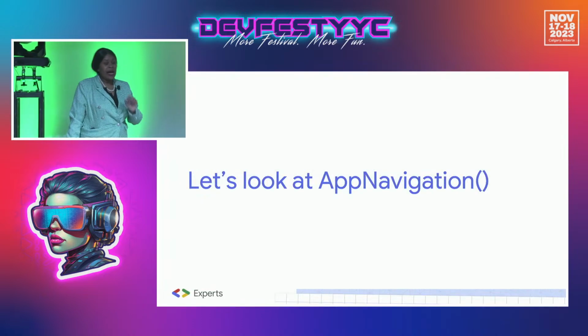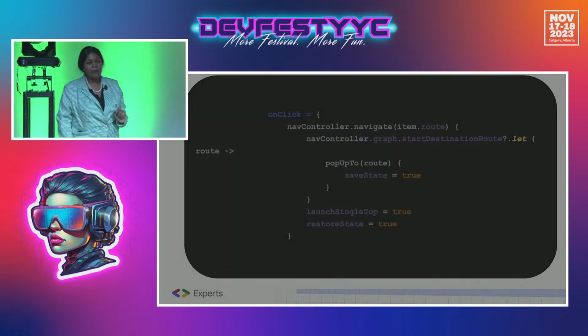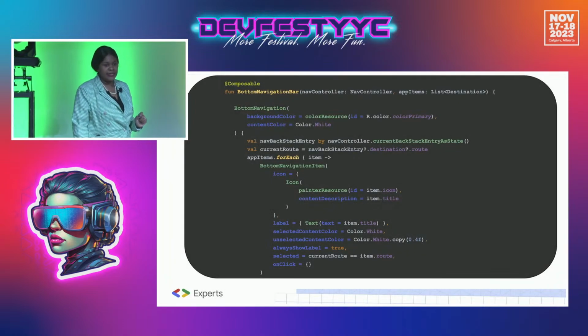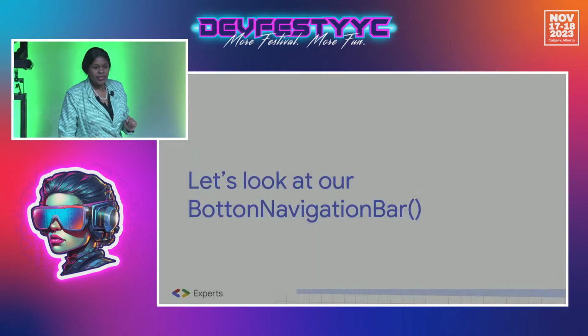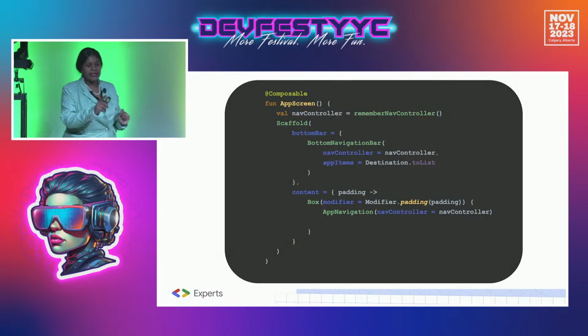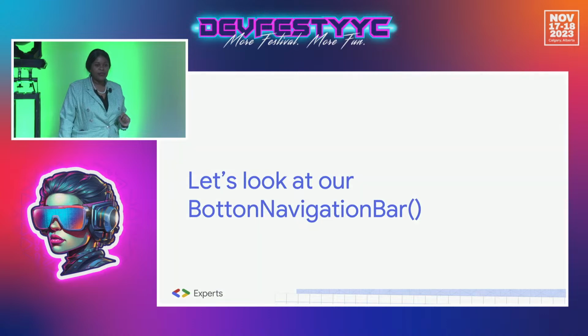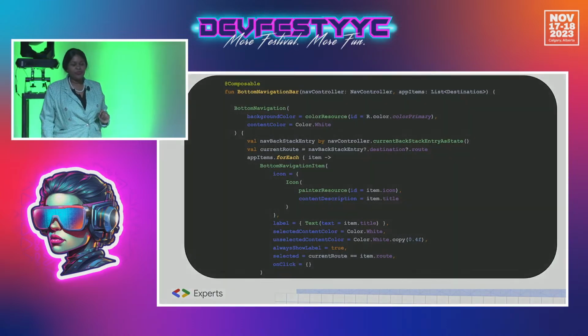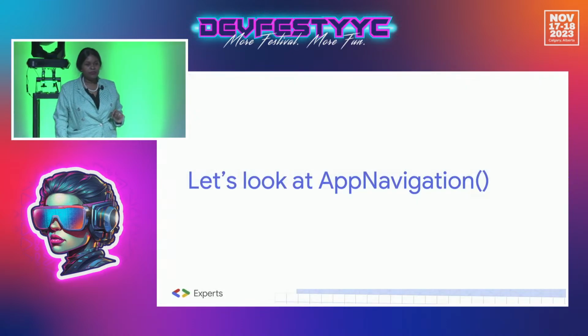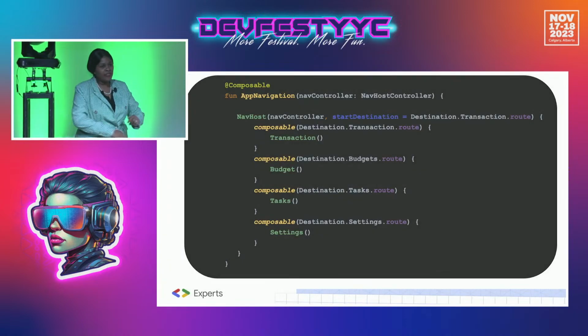Now let's look at the app navigation. If you remember, the app navigation was called inside here. Let's see where we called it. Inside here, inside the content. So going back forward a little bit. There. Let's look at what we have in the app navigation.